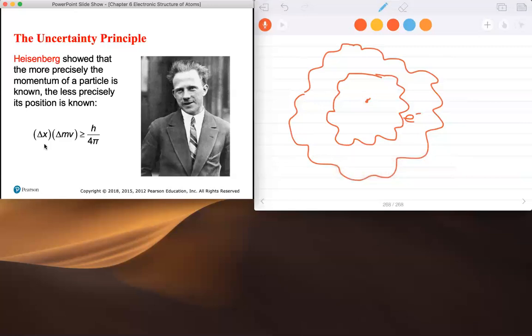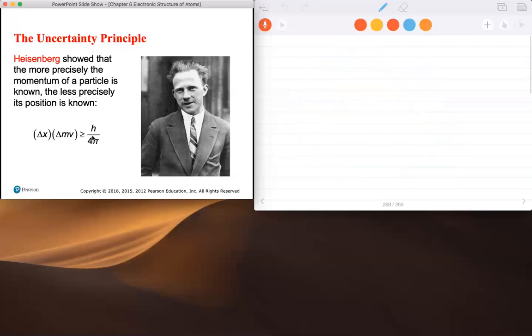We have compromised the momentum here, speed. And this is the position. This is called the uncertainty principle, that we can calculate the uncertainty in the position. And this is Planck's constant, it's the same value, 6.626 times 10 raised to negative 34, the same thing we had before.